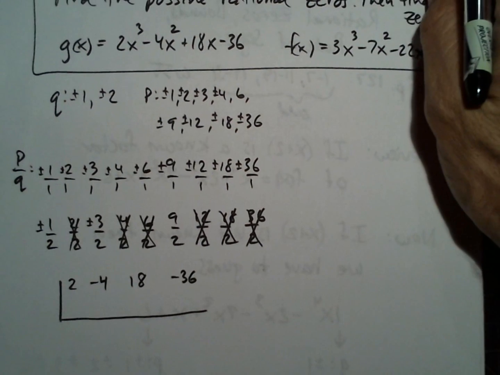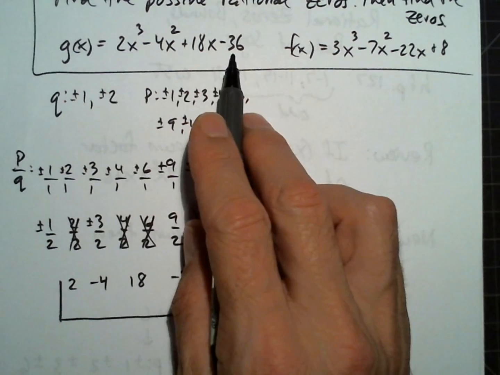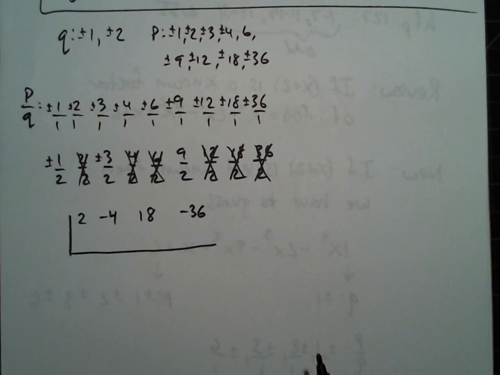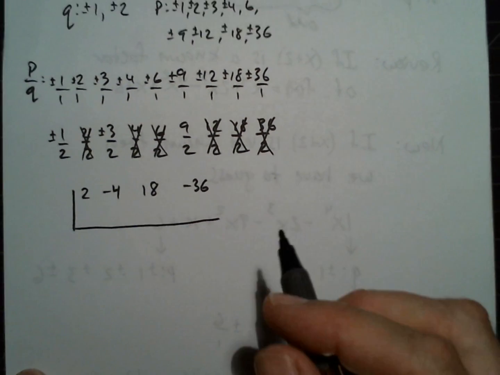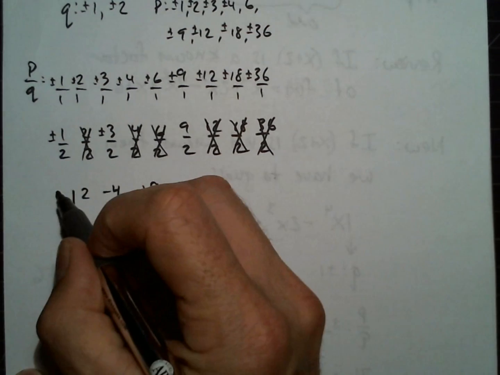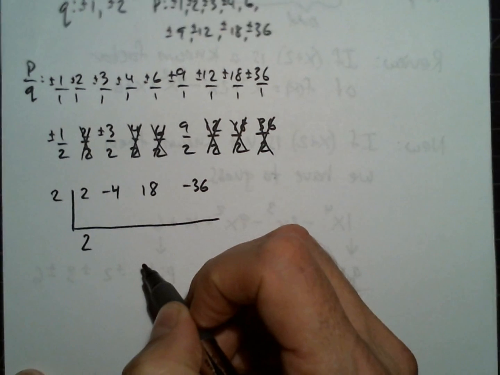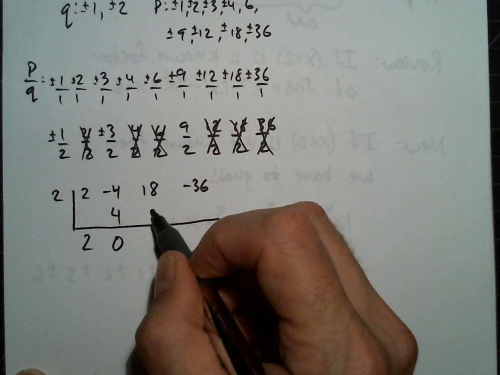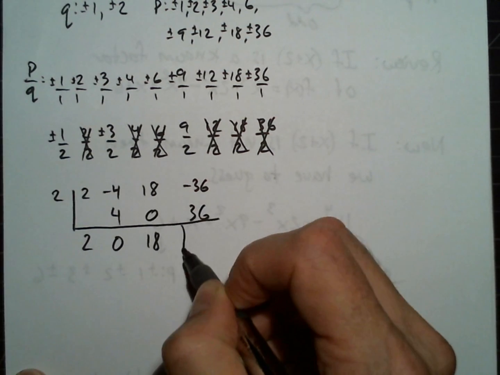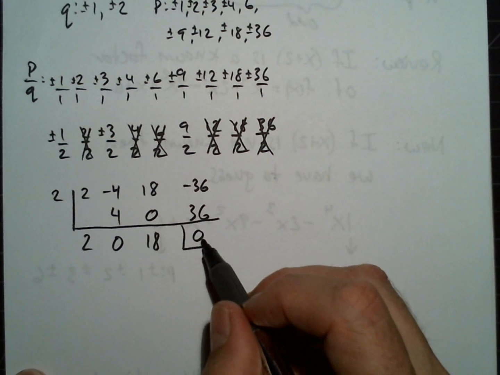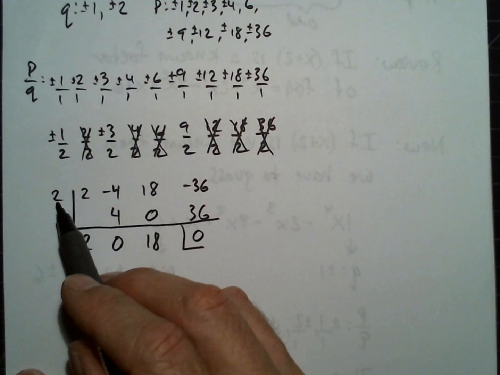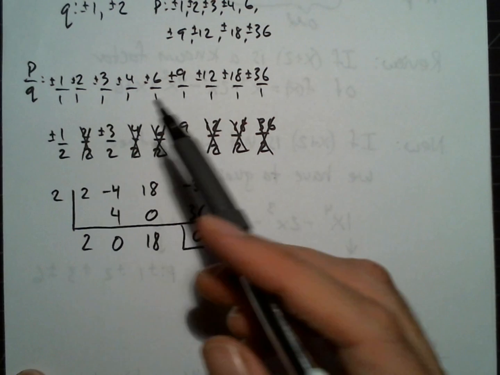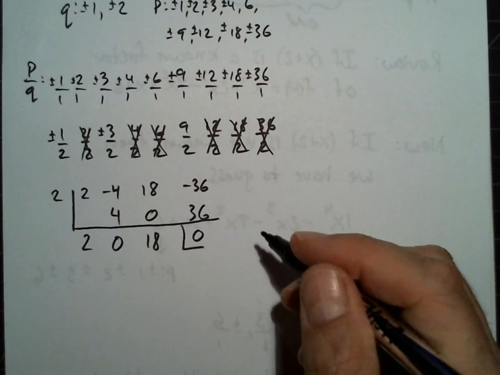All right, so those are the coefficients: 2, -4, 18, -36. And I already know which one works, but when you do a problem out of the book, you won't know which one works, and so you might have to try this a few times. If that's not a 0, then that's not a 0, and you're going to try again. So I tried 2, and you would just keep trying numbers until they work.